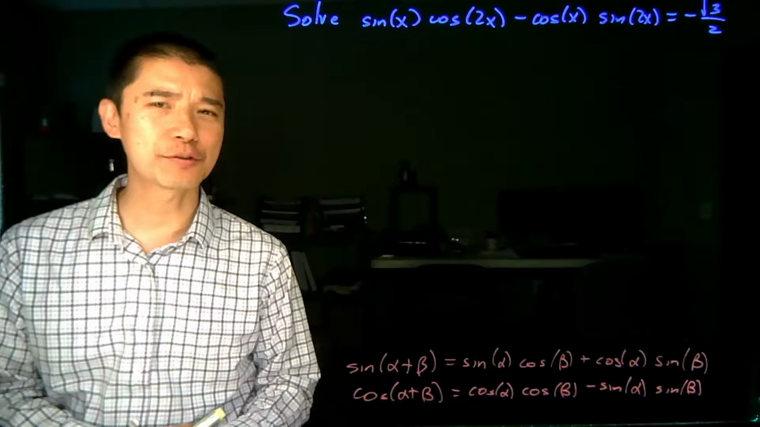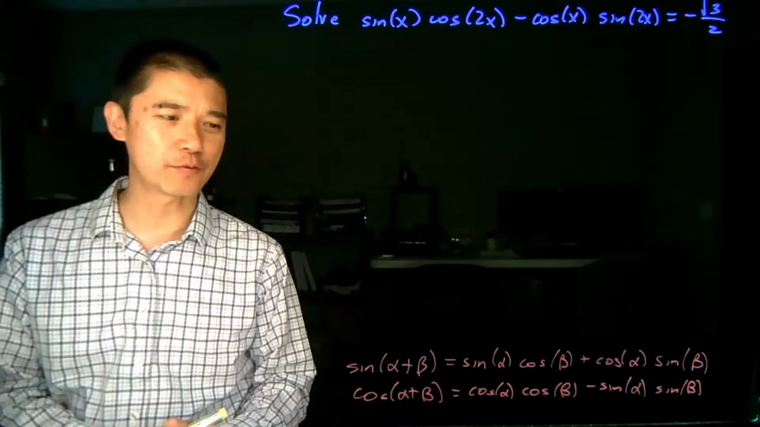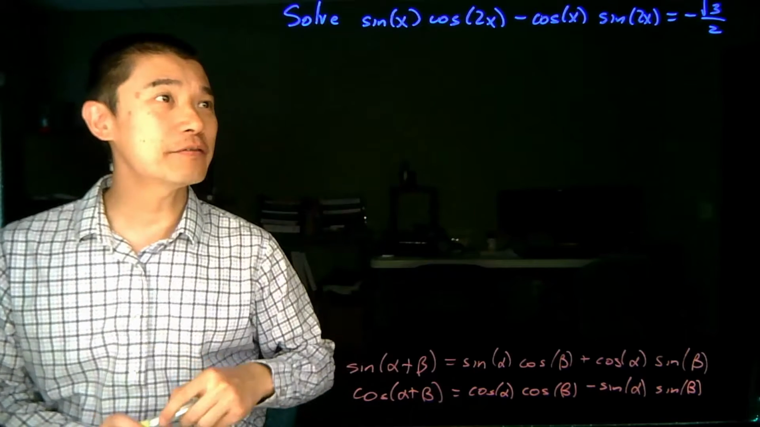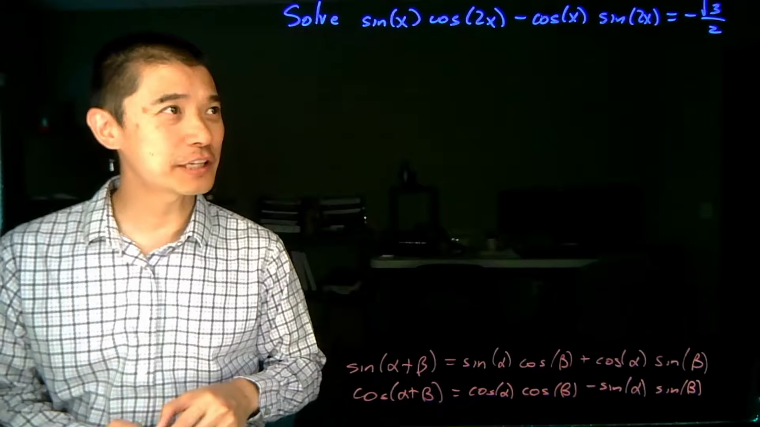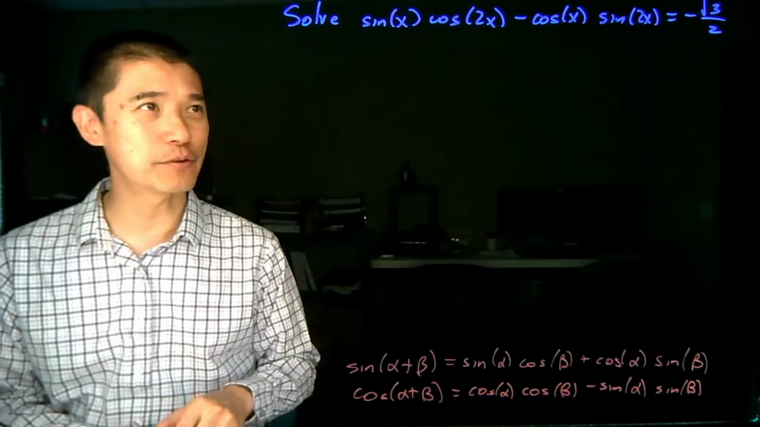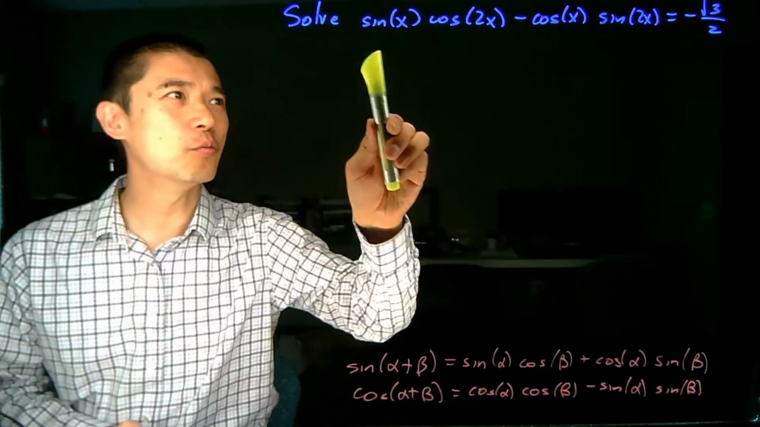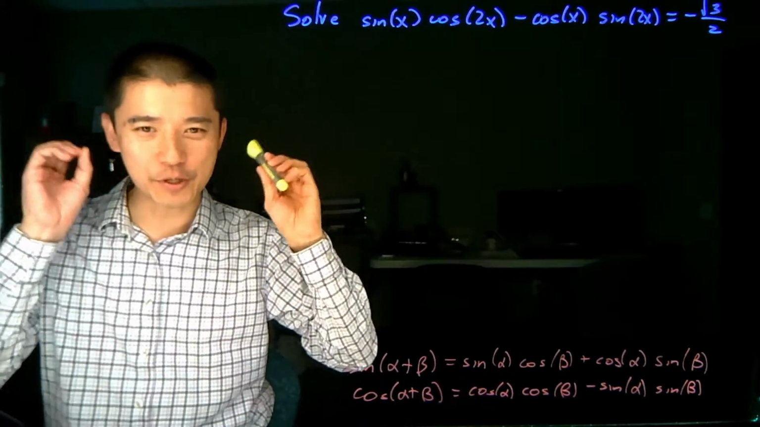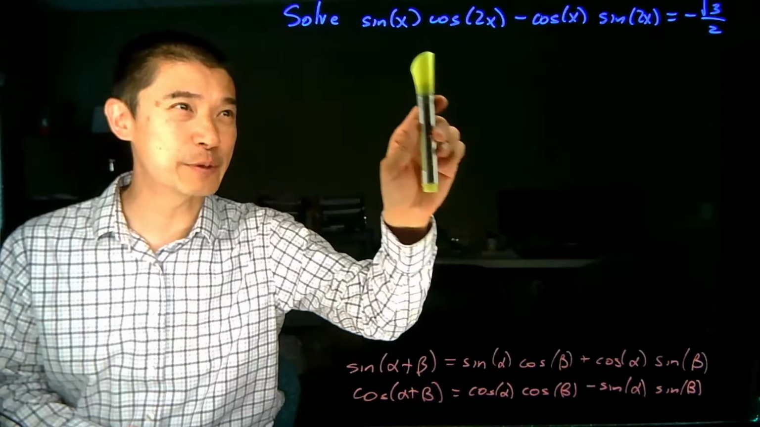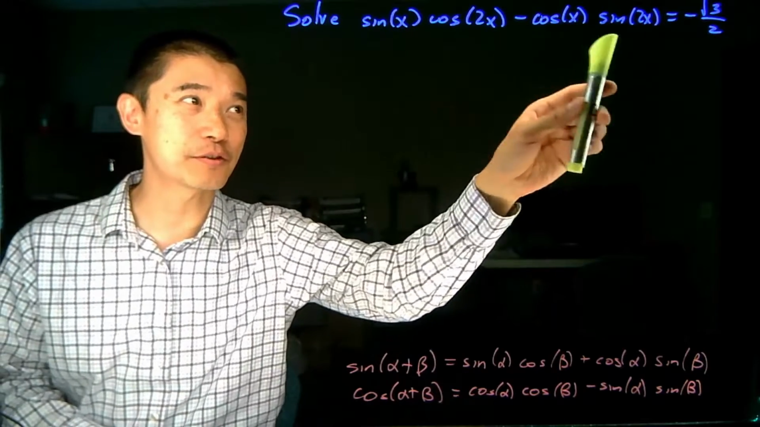Here's an example of solving an equation using the sum and difference formulas. Solve sine of x cosine of 2x minus cosine x sine of 2x equals negative root 3 over 2. Now once again, this is part of pattern recognition. When you see this combination, something should be going off in your head that this pattern looks familiar. Sine cosine minus cosine sine.